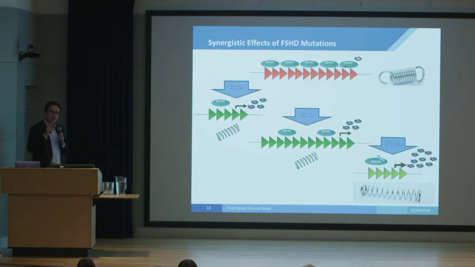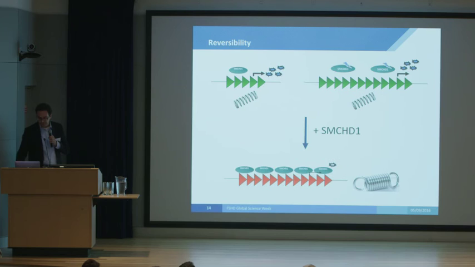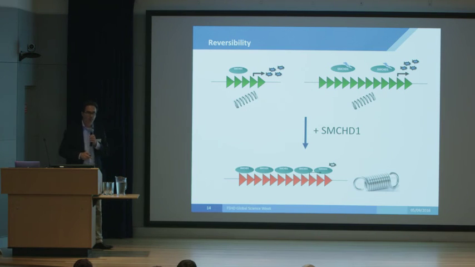So these genes for FSHD2 are modifiers for FSHD1. Now, one important observation that we did also with support of FSHD Global is reversibility, because of course, now we know that this is the problem in FSHD, whether it's FSHD1 or FSHD2, it doesn't matter. It's this opening of the chromatin, or this opening of the DNA structure and the production of DUX4. Can we actually reverse that?